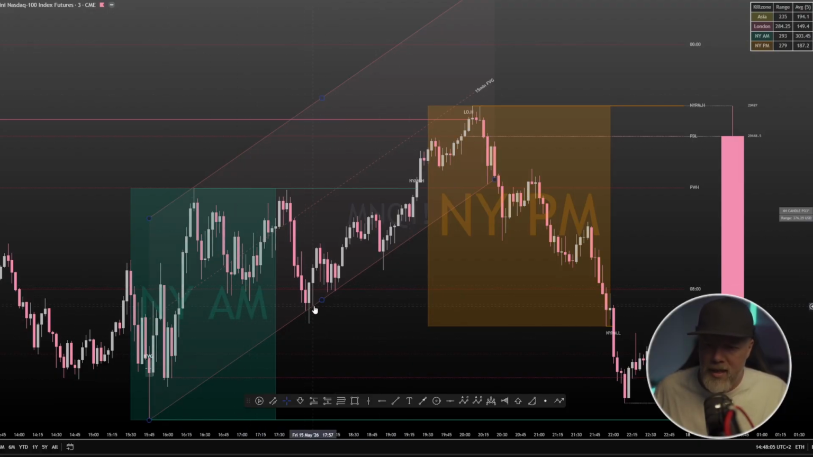So where we test here, that's an entry. This is also an entry, and this is also an entry point. And any one of these entries, if you had your stop at the low, you would have continually stayed in profit all the way up to New York PM, where you've got these equal highs. Trading from a discount to a premium is a very profitable way for traders to act.